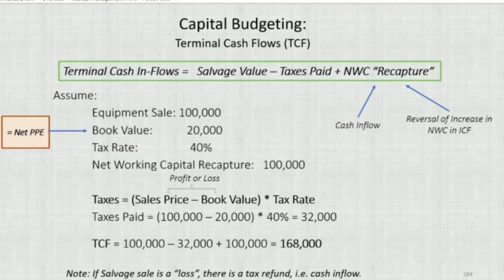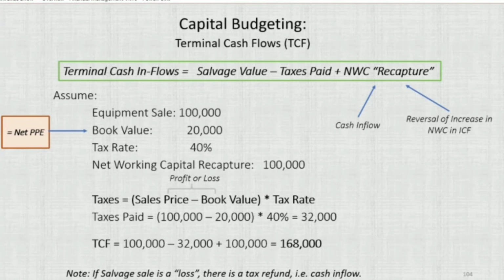Taxes paid would be equal to the sales price, the $100,000, minus the book value of $20,000. So there's an $80,000 profit. And anytime there's profit, the government taxes it. They're going to tax it at 40%. So we're going to multiply the $80,000 by 40%. We find out that the corporation is paying $32,000 in taxes. That's a cash outflow, of course.